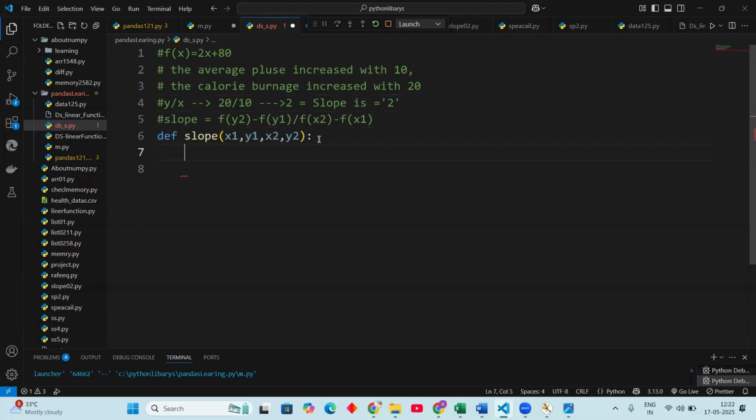So take f equal to y2 minus y1, divided by x2 minus x1, right? x2 minus x1. Now return f, and after that assign the values for the given inputs.